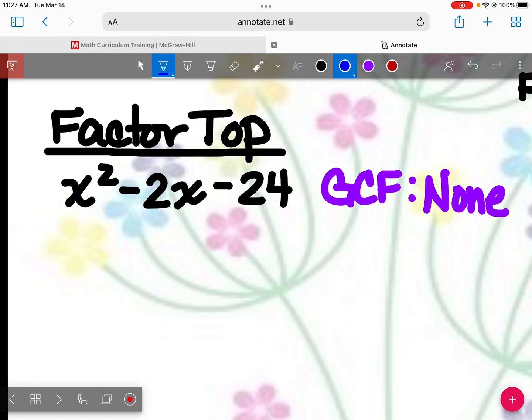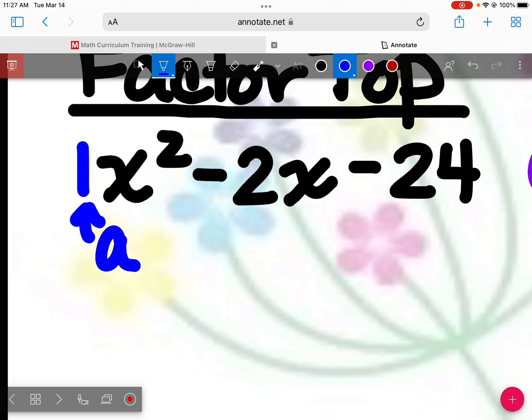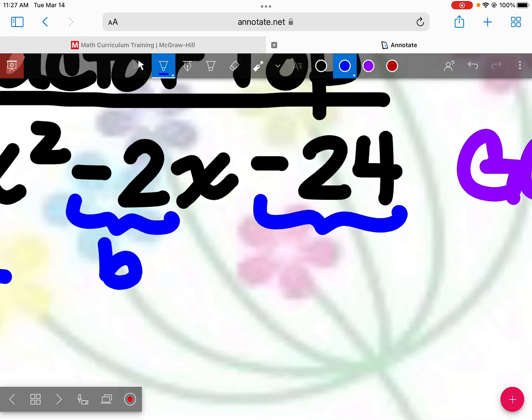No GCF there. So if there's no GCF, what's my next step? We're going to make an area model. What else are we going to do? We're going to label ABC. What is my A? It's 1x squared. So even though they didn't show me the 1, it's a 1 for my A value. What's my B value? Negative 2. Remember to take the sign in front of it. And my C? Negative 24.